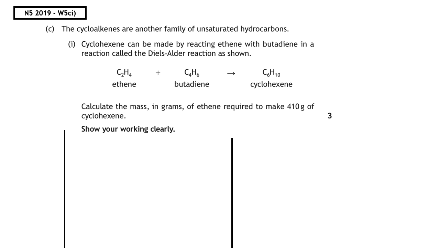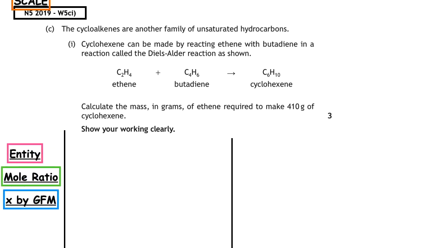This question's from the National 5 2019 Written 5C Part 1. Again, if we scan the question, we can see a balanced equation, and we are only given one piece of information, which is the mass of a substance. This tells us that we're going to do the mass to mass balanced equation type of calculation. So remember, entity, mole ratio, unit, scale.